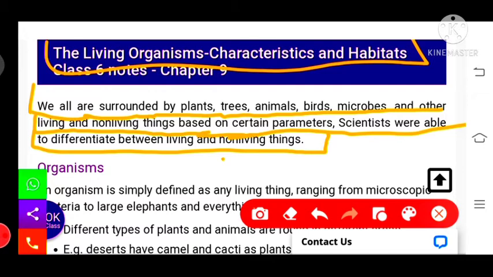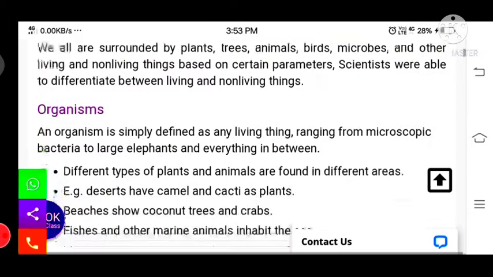So, how can they? What are the parameters on which the scientists were able to differentiate the non-living and living things? So, let's go. We study about that.